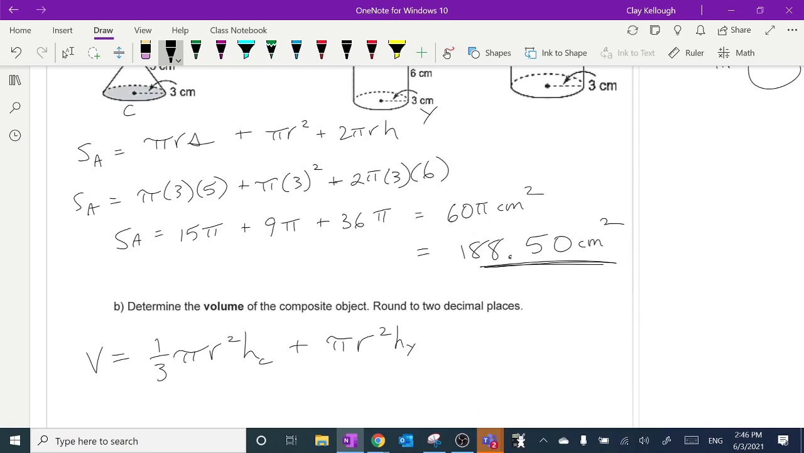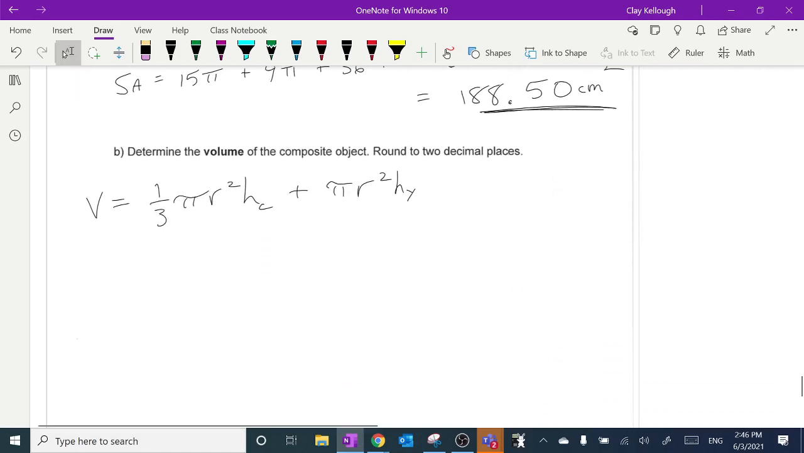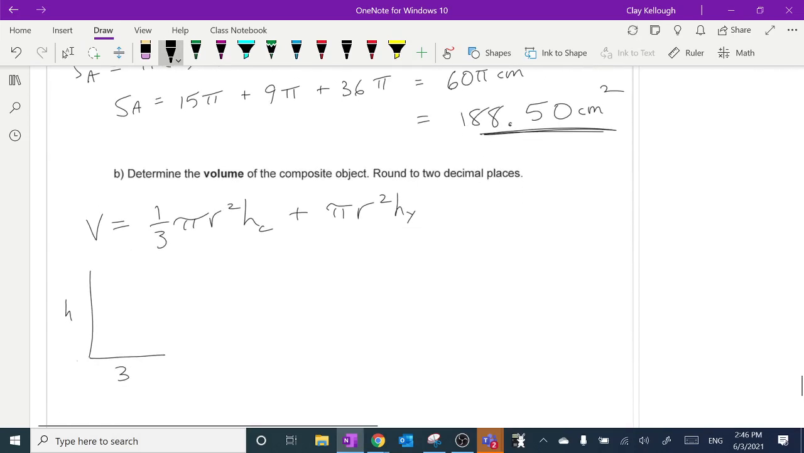Problem though, once again, do you see the problem? I don't know this number. Look at the picture. They didn't tell me how tall it was. So once again, I'm going to have to find that height from the fact that the radius is 3. The radius is 3, and the slant height is 5. And I just drew that really terribly.